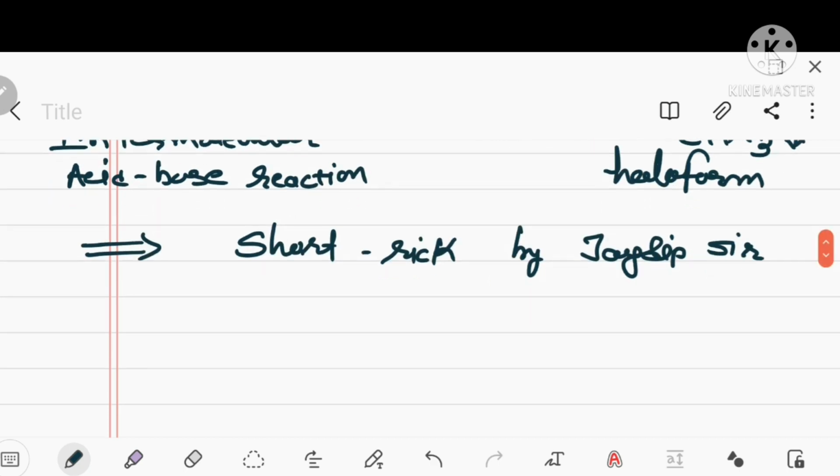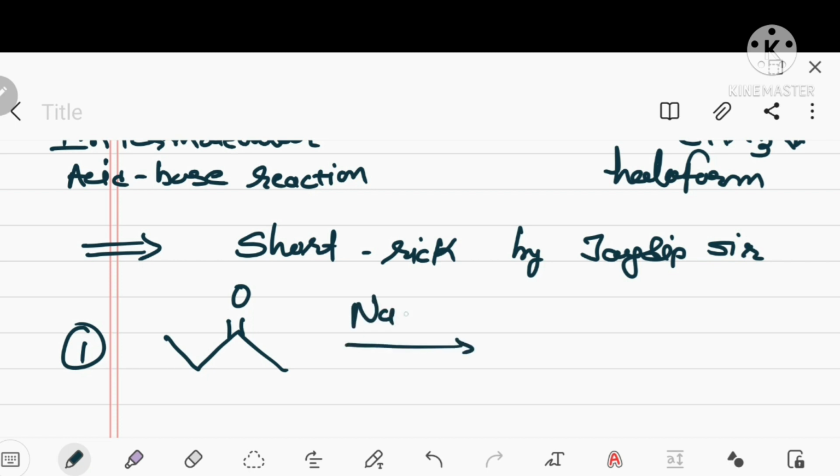Okay, first of all we will take a good example. I will solve that, and the other question you should solve. Now suppose we are given this kind of compound. You should observe this compound first, and you are given sodium hypoiodide. Now you should give the answer.